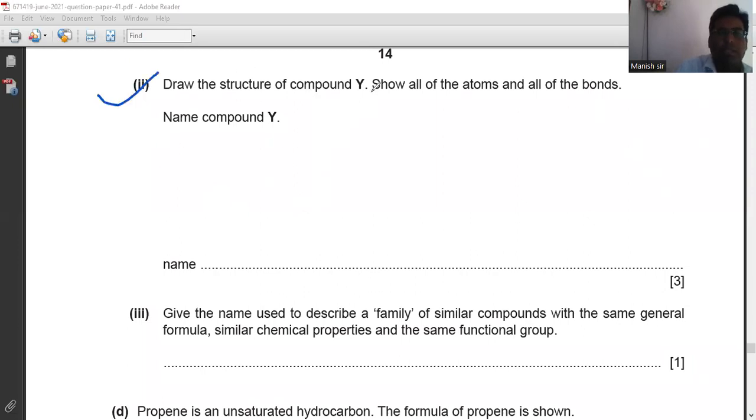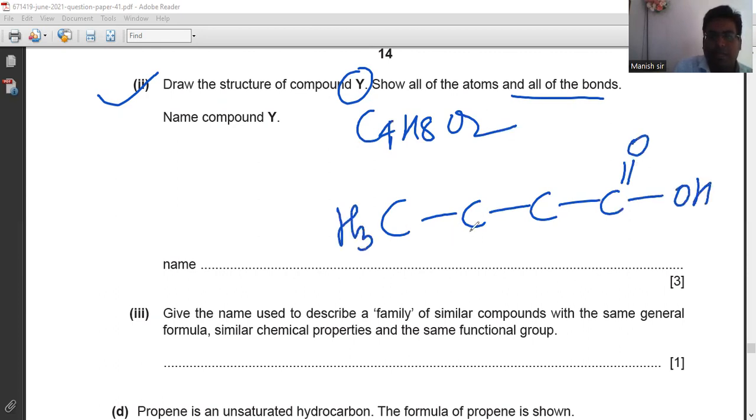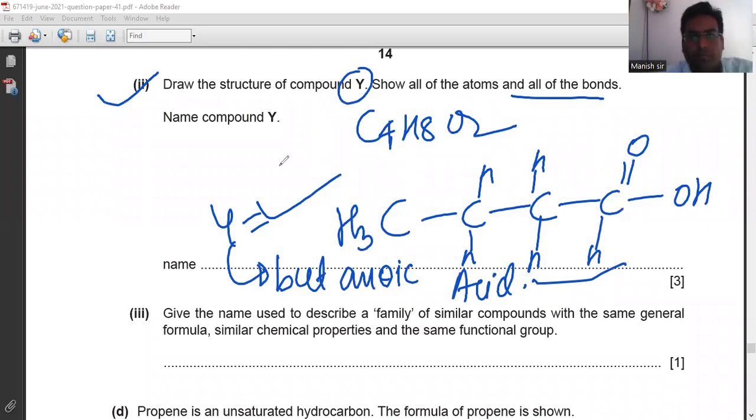Next is draw the structure of Y. So all the atoms and bonds. So Y is C4H8O2, right? So there are 4 carbons and it is a carboxylic acid. So this will be the structure for that. So 4 carbon, so it is butanoic acid. So this will be the name of this, and this will be the structure for Y. Y name is butanoic acid.